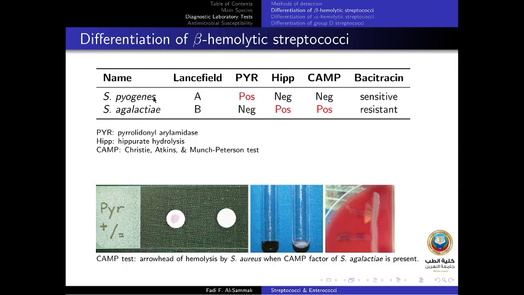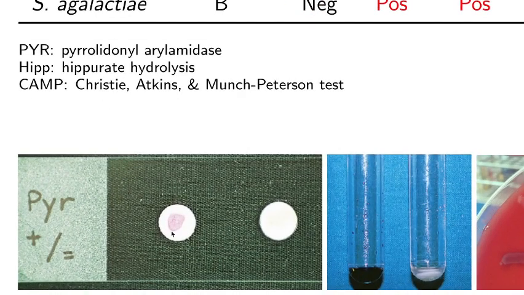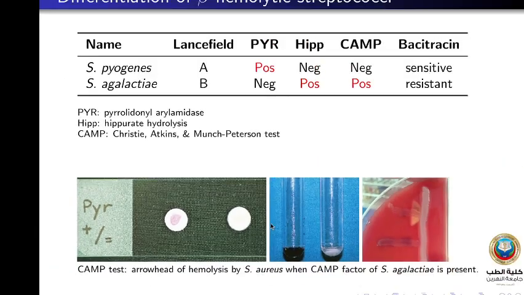Now, how to tell agalactiae, which will be PYR negative. And here you can see the PYR positive test, how it appears, and this is the negative one.